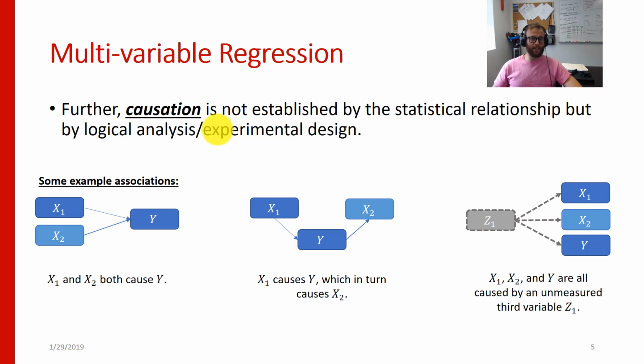And causation is a hard thing to establish. But just to show you that association is not causation, let's look at some example associations. In the first case, I could have two predictor variables, two x's that both contribute to y. Maybe let's say these are two factors that both increase your mortality risk, right? So if the outcome is mortality risk, doing either of these things is bad for you.